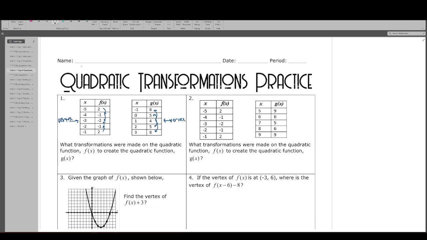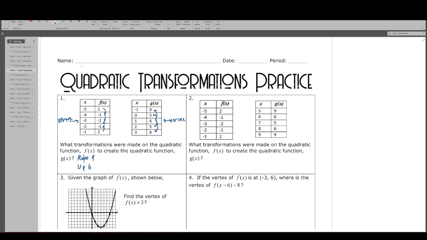So we want to know what changed. Our x value of our vertex used to be -3, but now it's +1. So this went to the right by 4 units. Our y value of our vertex used to be -2, but now it's +4, meaning we went up 6 units.